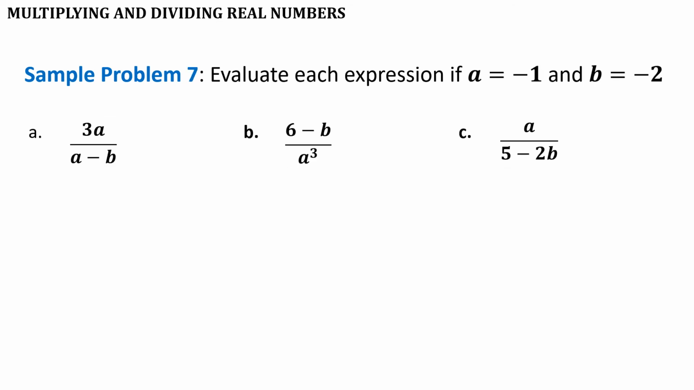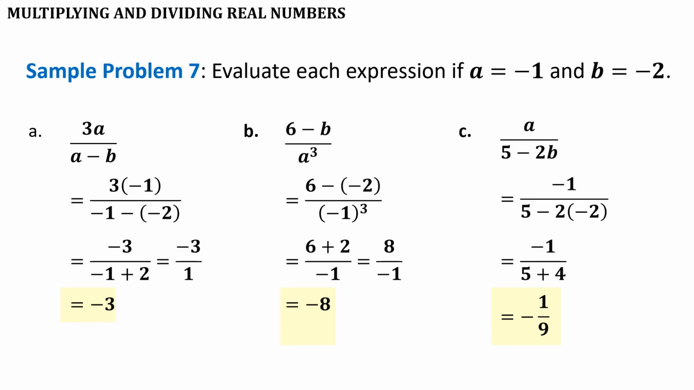So let's try a few more problems, and all you have to do here is evaluate each expression when a equals -1 and b equals -2. What you're going to do is substitute the value of each variable in each expression. For example, you have 3a, you're going to substitute that a for -1, and then answer that expression. Again, please stop the video right here, write it down on your notebook and then check out the answers on the next slide.